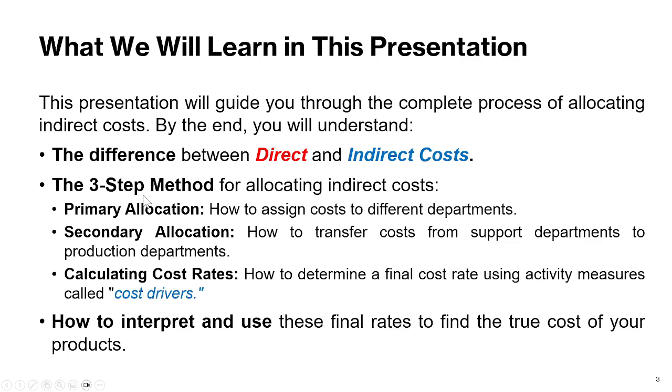This presentation will be a practical guide. By the end, you will understand the three critical steps for allocating these indirect costs. Primary allocation, where we assign costs to departments. Secondary allocation, where we move costs from support departments to the main departments. And finally, how to calculate the cost rate using what we call a cost driver to find the true cost of a product. And of course, we learn how to interpret and use this final rate to find the true cost of a product.